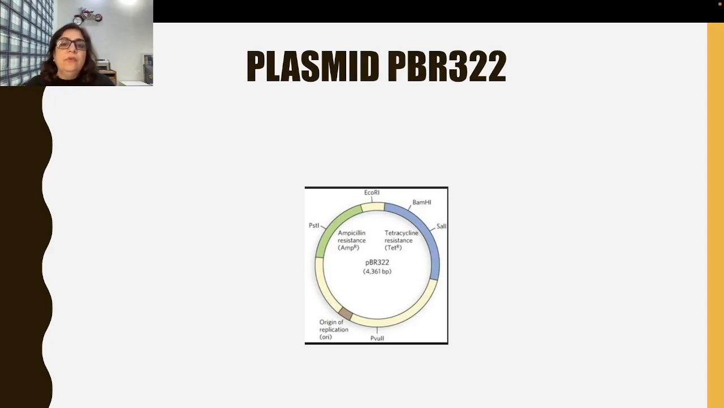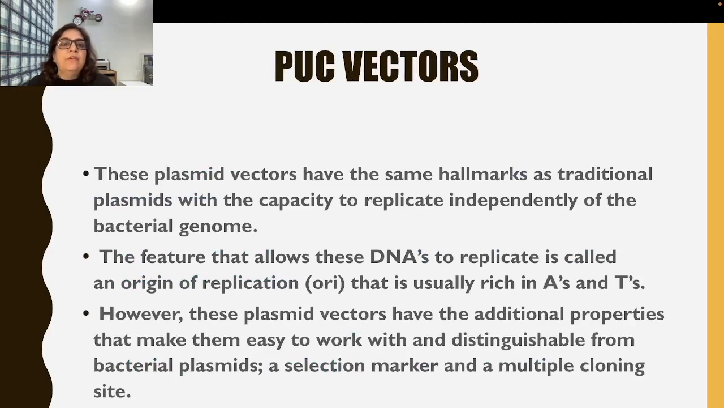So this is the structure of a plasmid. It is extra chromosomal DNA, and we can isolate the plasmid. We can cut the plasmid and get the foreign DNA inserted into the plasmid. Then we can ligate the two DNAs, and then again we can transform the host cell with this plasmid. Now we have another series, pUC vectors.